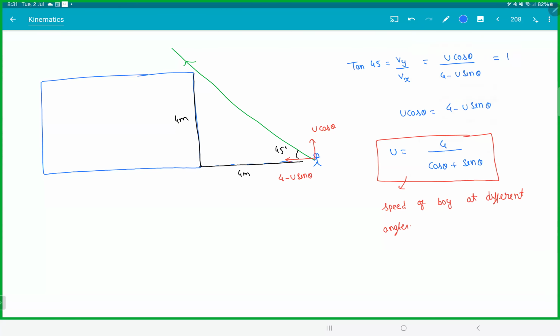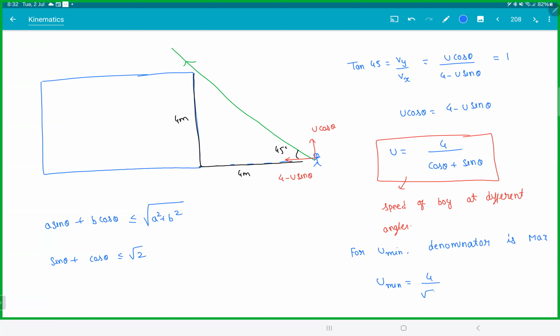And we know from trigonometry, in a sine theta plus b cos theta, I hope you know this thing, the maximum value is root over a square plus b square. So in our condition here, sine theta plus cos theta is always less than or equal to root 2. Therefore, for u minimum, what should happen? The denominator should be max. So the minimum speed will occur when sine theta plus cos theta becomes root 2.